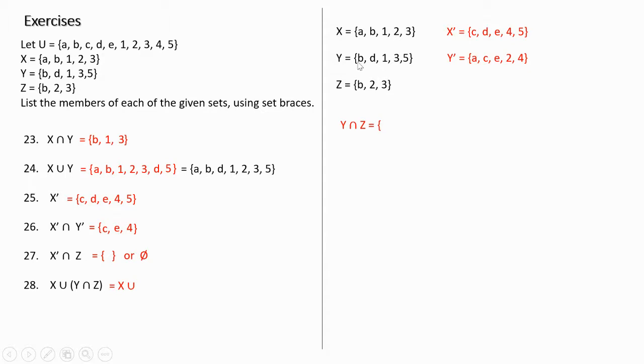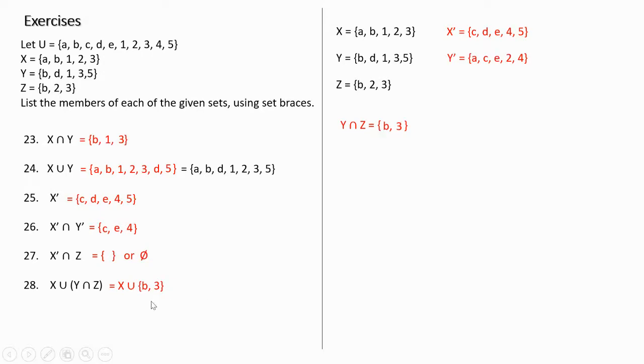So let's go to Y and Z. Do they both have a B? Yes. Do they both have a D? No. A 1? They don't. A 3? Yes, they do. So that's Y intersects Z.